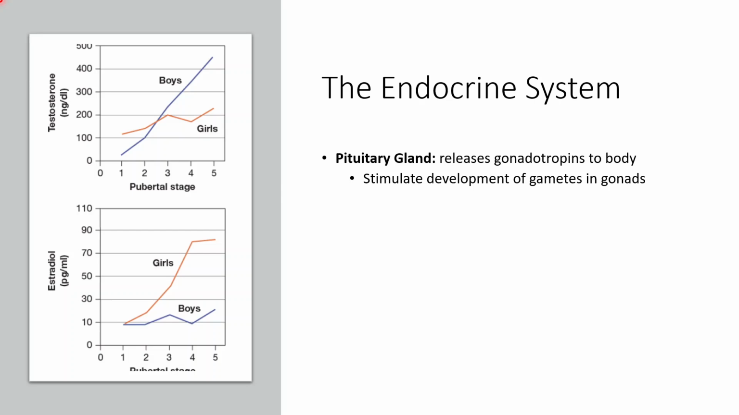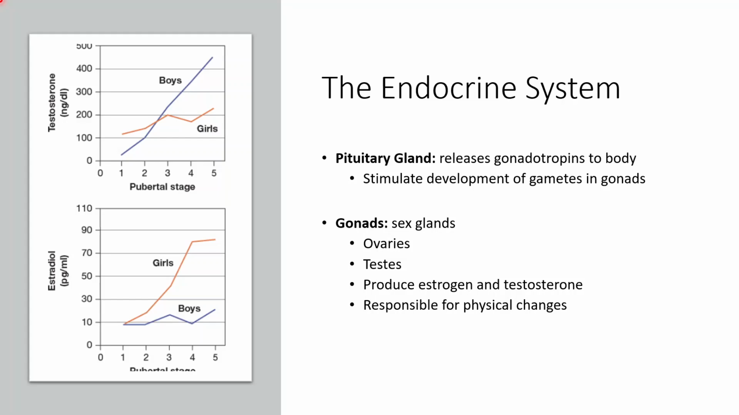The next gland we want to focus on is the pituitary gland. This is also located near the brain and is in charge of releasing gonadotropins to the rest of the body. So the hypothalamus tells the pituitary gland, hey, it's time to start releasing these. The gonadotropins then stimulate the development of gametes located in the gonads, or our sex glands. Gonads consist of ovaries and testes, depending on the biological sex of an individual, and are in charge of producing estrogen and testosterone. These are probably hormones we are all familiar with.